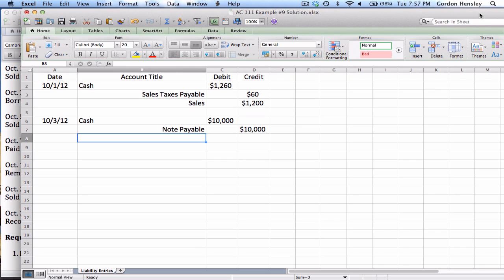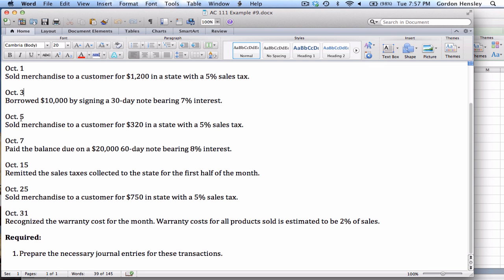Why is it a note payable? Because it's a written agreement and there's interest involved. Now notice that I did not calculate any interest, and that's because I don't calculate the interest until I pay the money back. So initially I just record it at the initial amount, which is the $10,000. So that completes that entry. Then on October the 5th, we had another sale. This time we sold merchandise to a customer, $320, and this is in a state with a 5% sales tax.